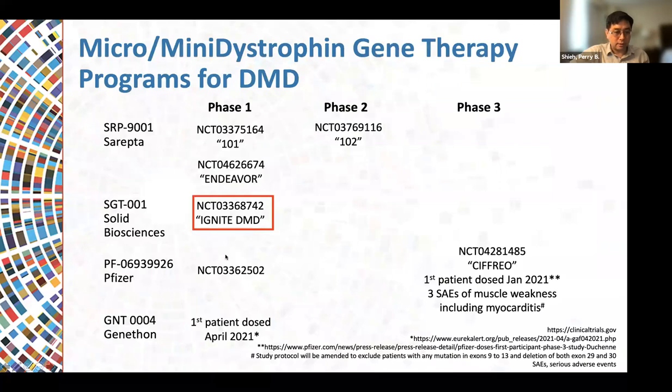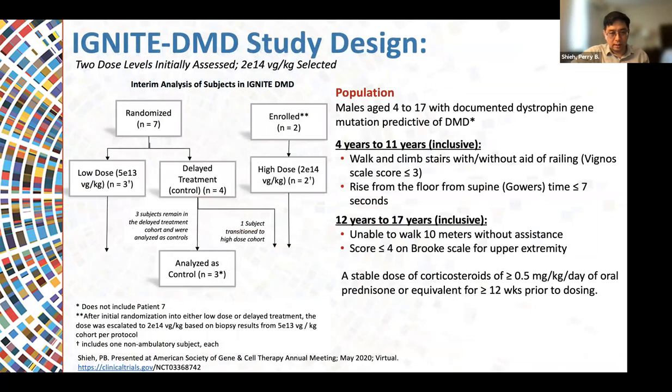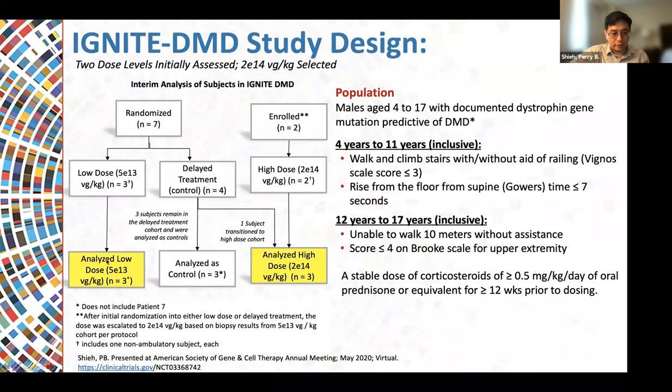Now I'm going to move on to the Solid Biosciences program. This is a complicated slide, and I don't really want to go through all of it. What I want to highlight is that they had a lower dose and a higher dose. They had three patients in the lower dose group and three in the higher dose group. There have actually been two more, but we don't have data for the additional two. I'll be highlighting the data from the three patients in the higher dose.